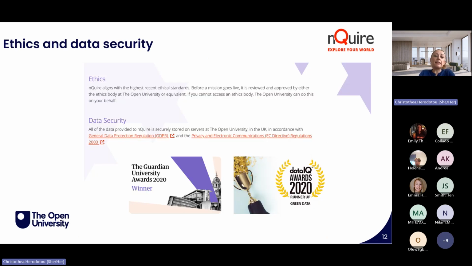What I want to stress here is that all of the studies that are live on nQuire have gone through ethical approvals, either from the OU ethics body or other ethics bodies that affiliate with the organizations that are setting up the studies. So all of the activities are ethically done and treated strictly in terms of ethical standards. Also, in terms of data security, we follow the Open University protocols of GDPR and also the privacy and electronic communications regulations of the European Commission.